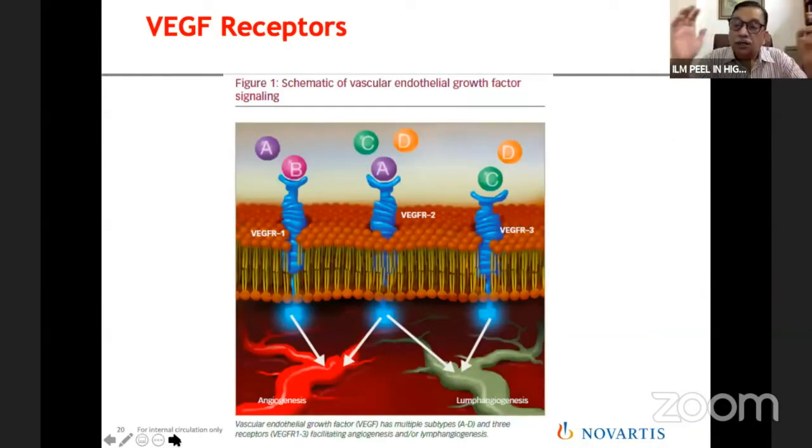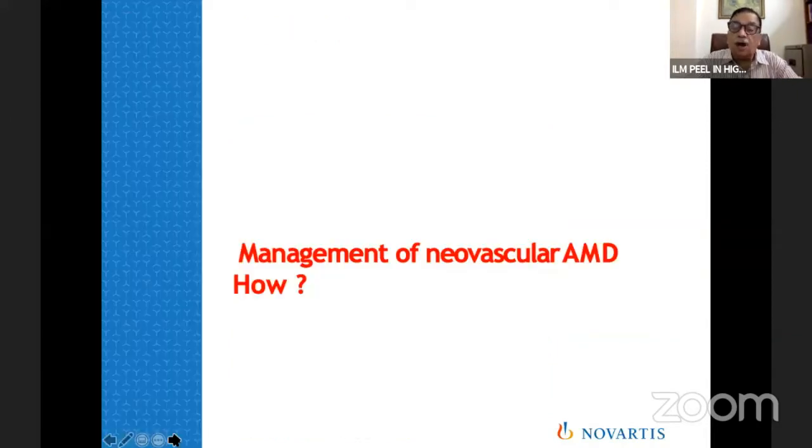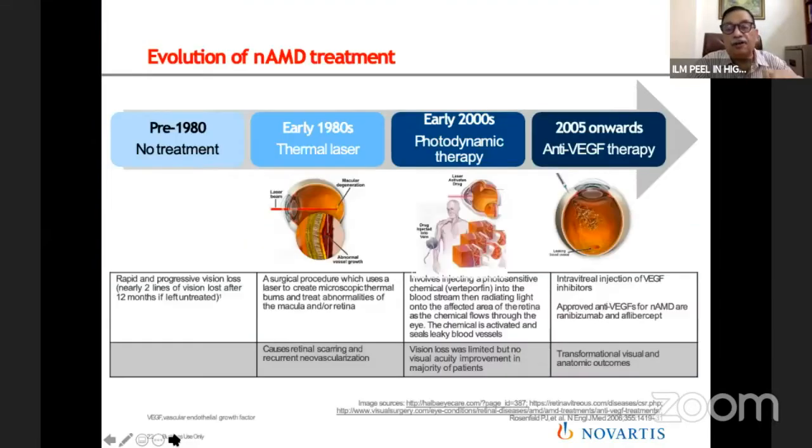Now, it's not just the VEGF. The fact is the VEGF has its action by going on to VEGF receptors. And here you have VEGF-R1 and VEGF-R2. These are 2 different receptors which play a major role in the development of neovascularization. So you can either attack the VEGF directly or you can attack the receptors. So how does management of neovascular AMD occur?